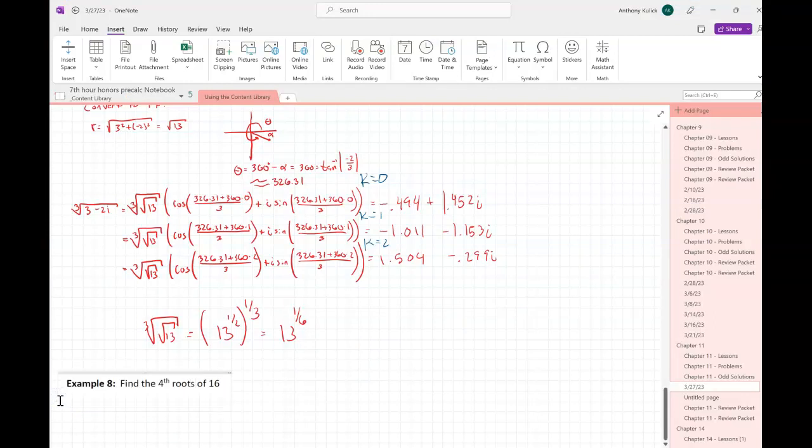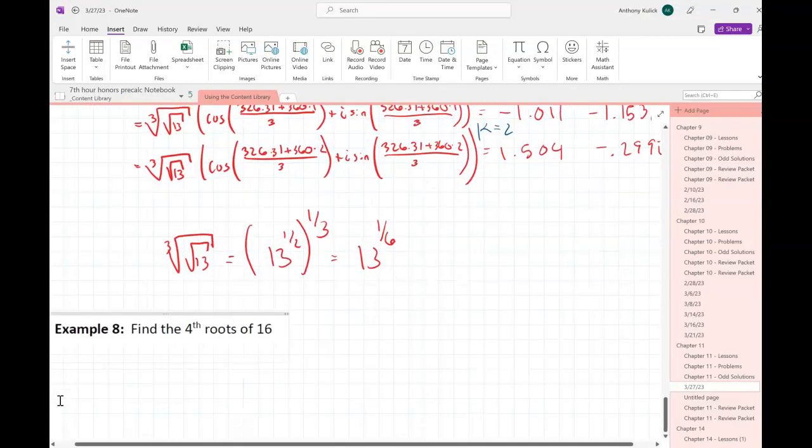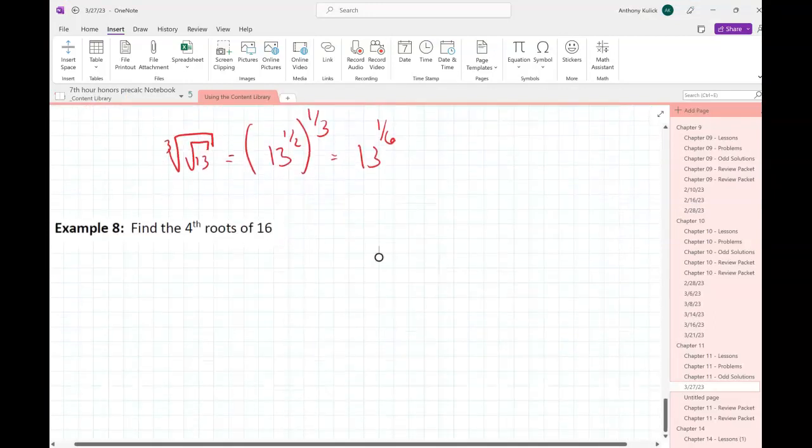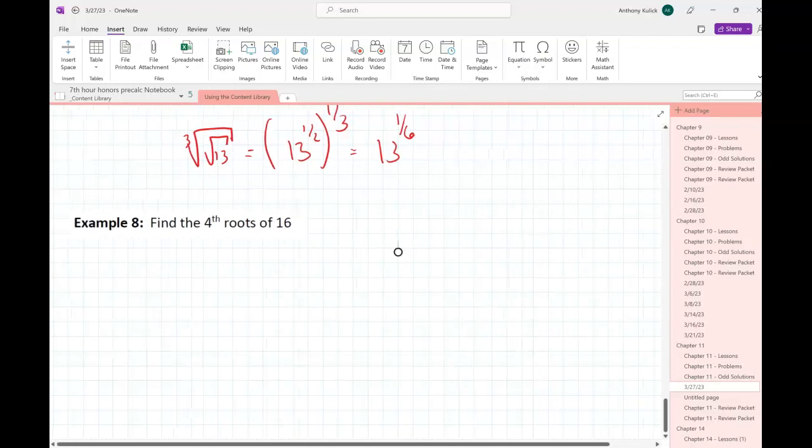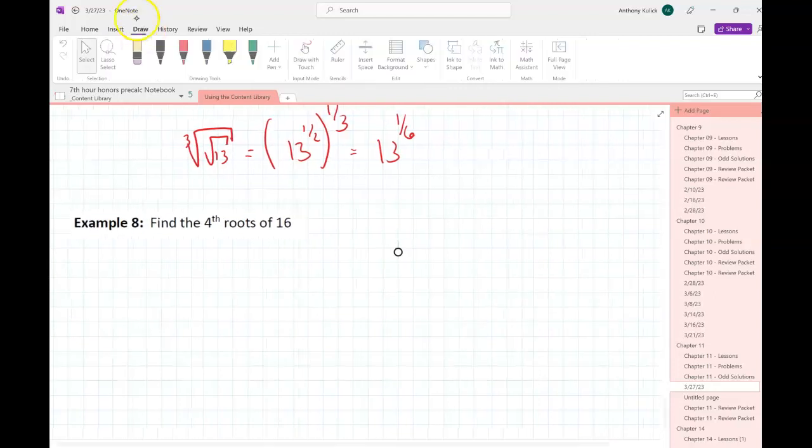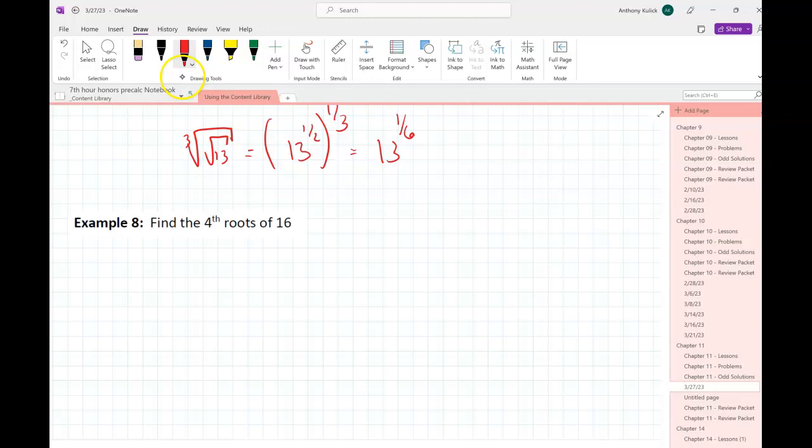So let's say we asked you to find the 4th roots of 16. Well, until today, what have you said the answer to that is? 2, right? You got 1 of them. You got 2 of them. There's 2 more.